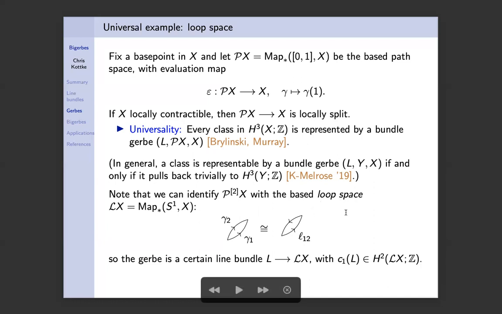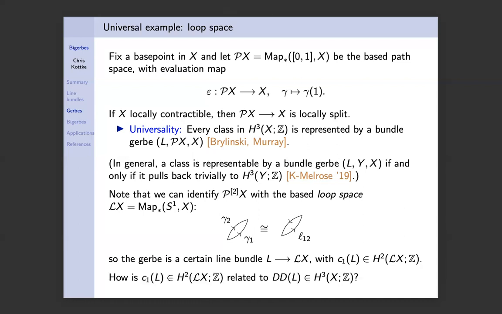So from this point of view, the data of a bundle gerbe involves a certain line bundle that sits over loop space. And of course, a line bundle has a Chern class, as we discussed. So this line bundle is represented by a degree 2 cohomology class on the loop space. On the other hand, this bundle gerbe is supposed to be representing a degree 3 cohomology class downstairs. So it's natural to ask, how are these classes related? We have a degree 3 cohomology class downstairs and a degree 2 cohomology class upstairs on the loop space. And you might guess the answer.